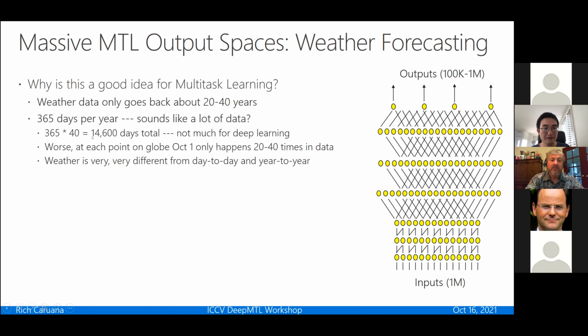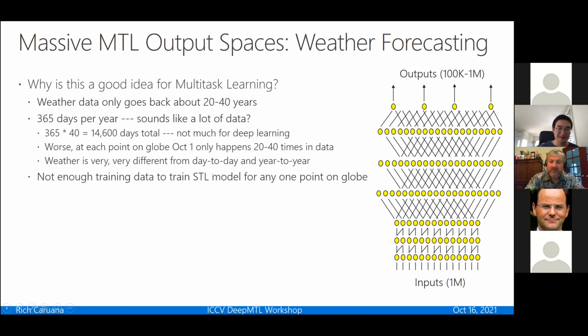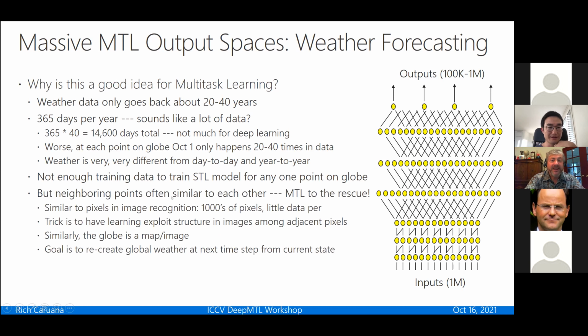We don't have that much data, as in we've only got about 15,000 days, and October 1st at every place only happens 20 to 40 times in the data set. It's not enough data to train single task learning at any point on the globe. However, it is enough data for us to try doing multitask learning. And that's because points on the globe that are near each other have vaguely similar weather. So there's going to be a strong relationship between what we learn for this point on the globe and this point on the globe and this point on the globe. So that's going to be very, very important.